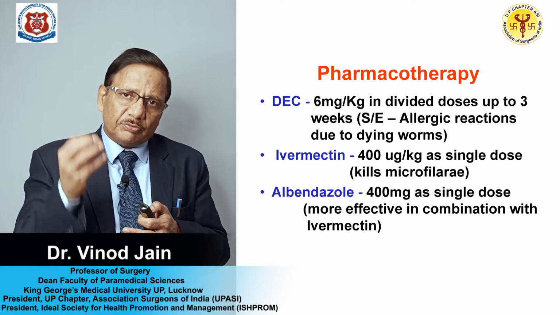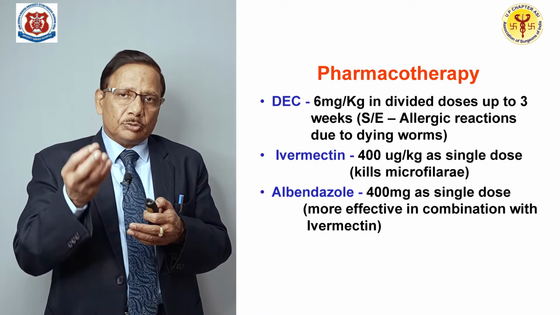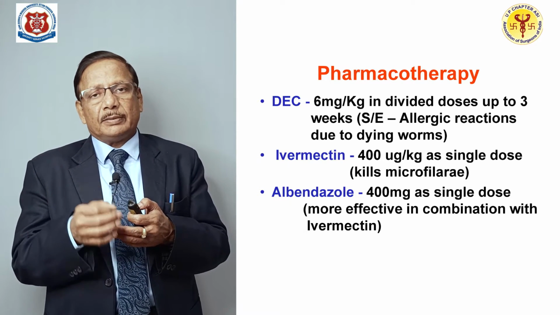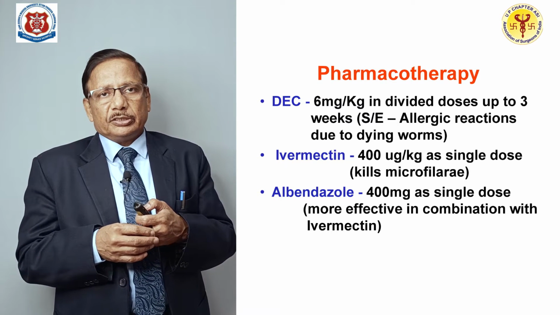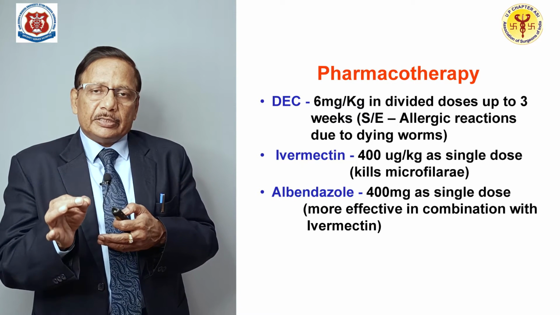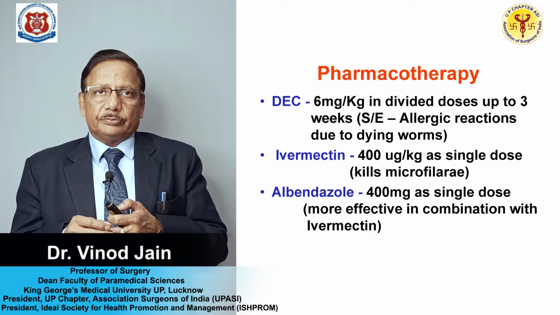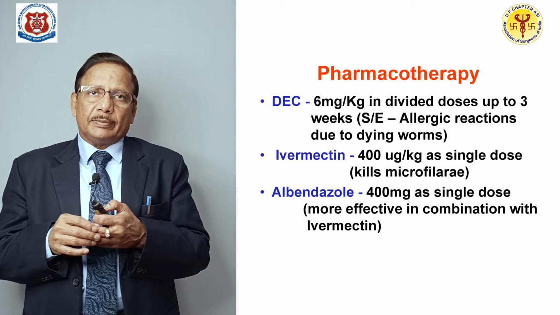If there is a severe allergic reaction, the drug has to be stopped. For a minor allergic reaction, the dose of the drug can be reduced up to 3 mg per kg body weight. Then ivermectin is a very good drug. Ivermectin basically kills microfilariae and is used as a single dose of 400 microgram per kg.